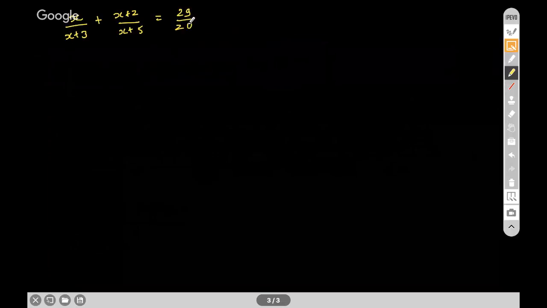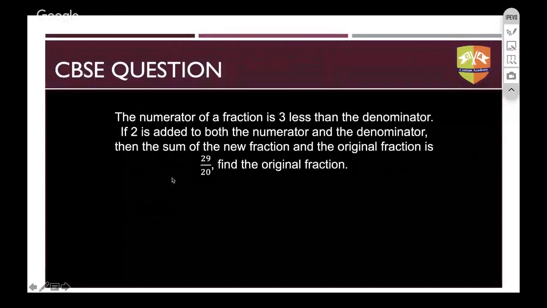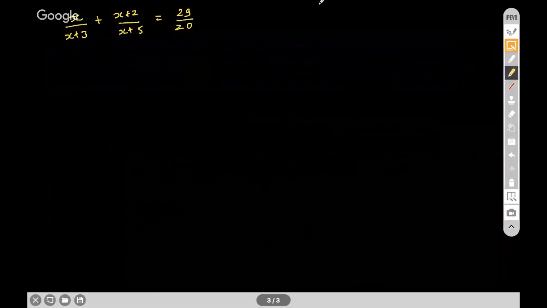Let us please read the question at least 2 times to make sure that you do not misread the question. The numerator of a fraction is 3 less than the denominator, so x upon x plus 3, and 2 is added to both the numerator and the denominator. Then the sum of the new fraction and the original fraction is 29 upon 20, and you have to find the original fraction. Very good. So basically now you have to find out x upon x plus 3.